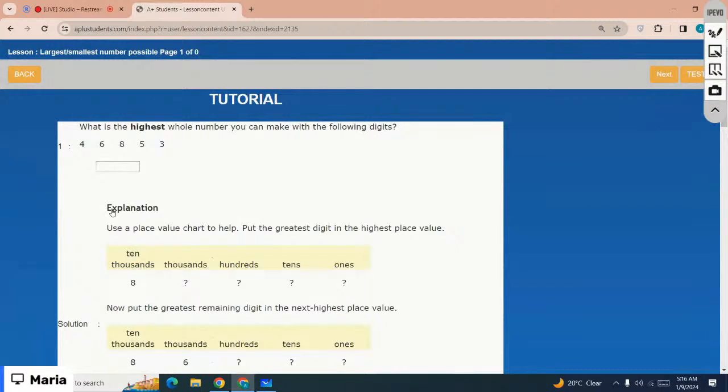Okay, what is the highest whole number you can make with the following digits? Okay, so you're given the digits, right? They are.